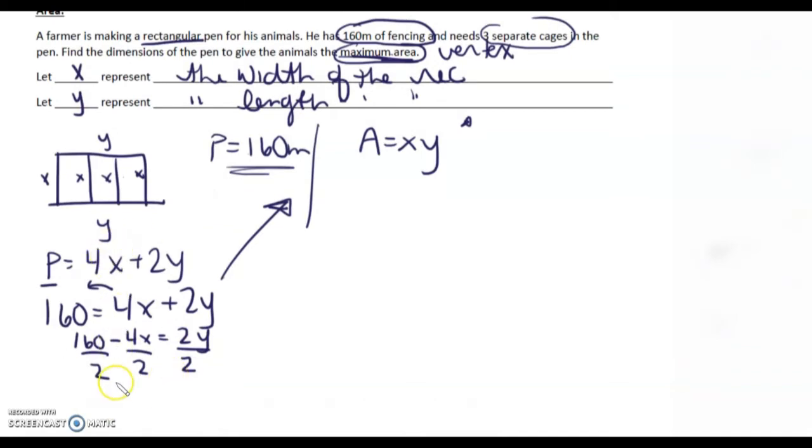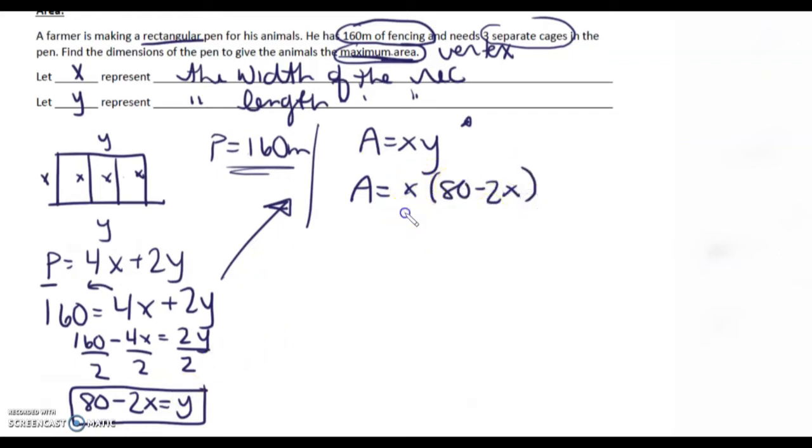Okay, so I get 80 minus 2x equals y. Okay, so I'm going to go ahead and bring this up and be like area equals x, and then we're subbing in for the y, which is 80 minus 2x. Okay, this is already in factored form. So I'm just going to branch off x equals 0. That's one of our answers.